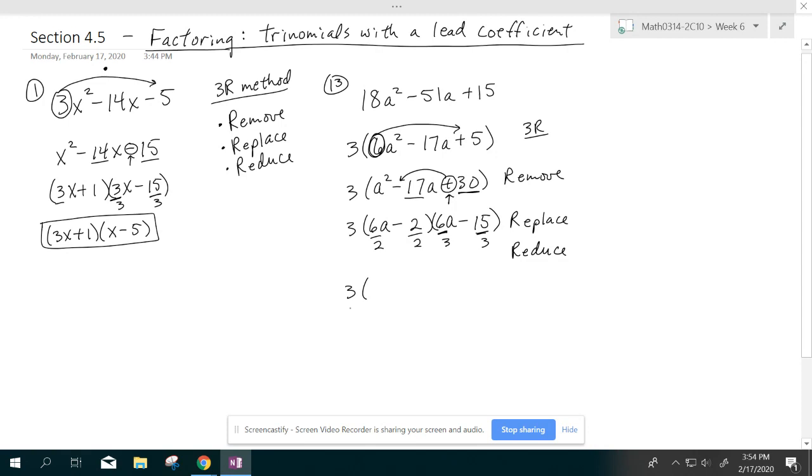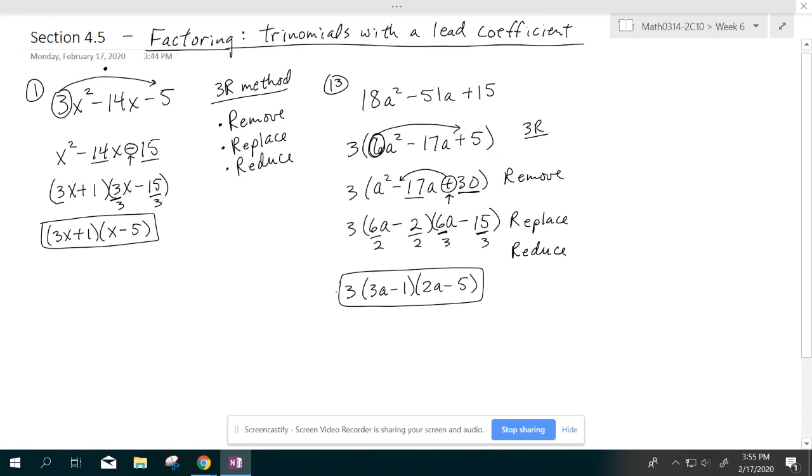And do y'all see that sometimes you can reduce both sets of parentheses? And do y'all see how to tell what to use? Whether it's a 2 or a 3, it's whatever goes into them. So the final answer is going to be 3 times 3a minus 1 times 2a minus 5. And that is factored completely. Anybody have any questions on that problem? Anybody? Questions? Are y'all ready for another one?